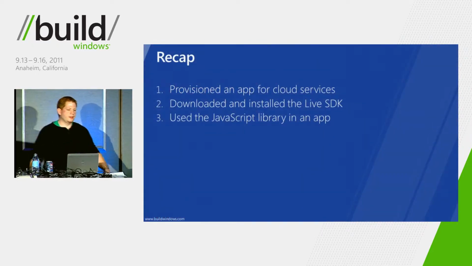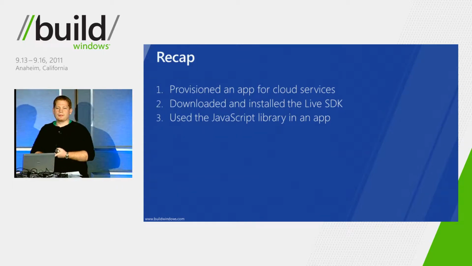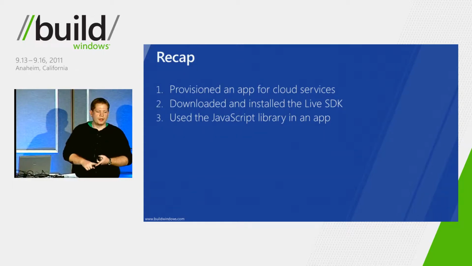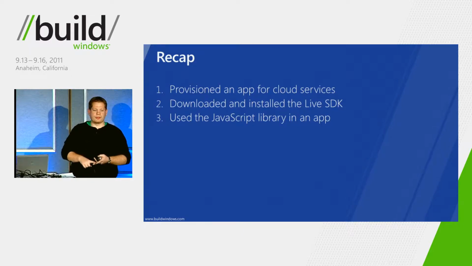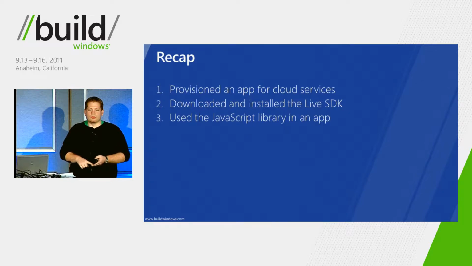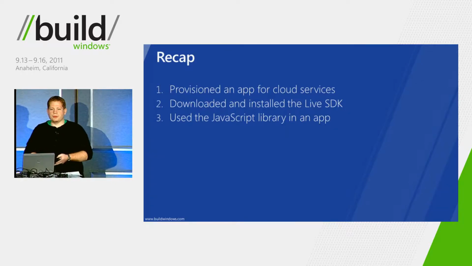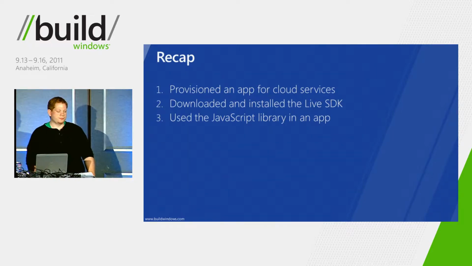So what did we just see? We saw that it's super easy to go and provision your app to work with the cloud. It's also really easy to get the Live SDK and get it installed and referencing it. And then lastly, in order to get your app up and running using the JavaScript library, it takes very few lines of code, and should be super intuitive and easy for you to leverage.